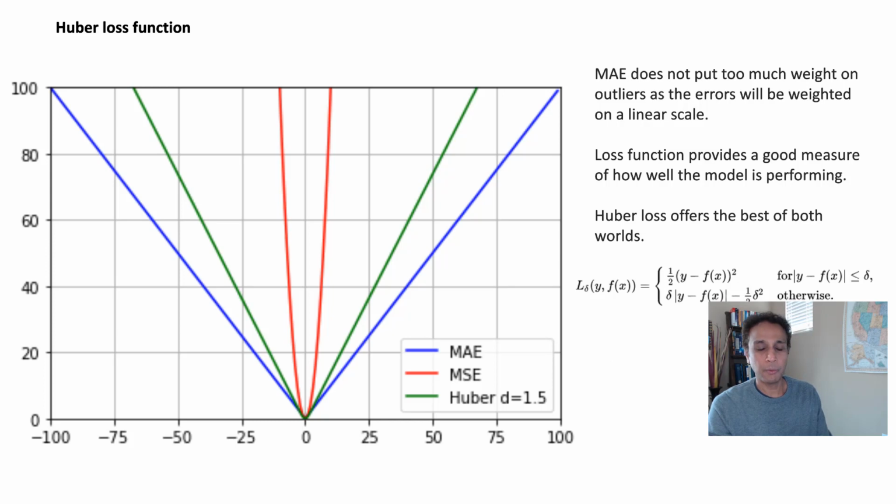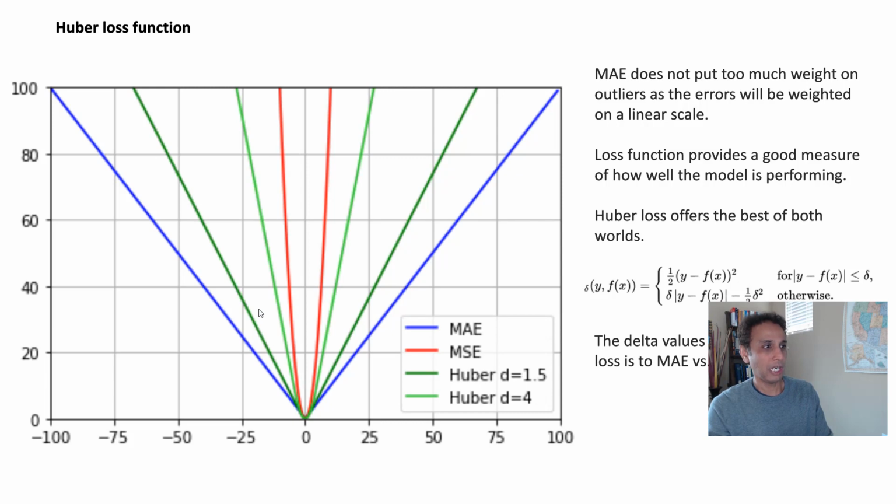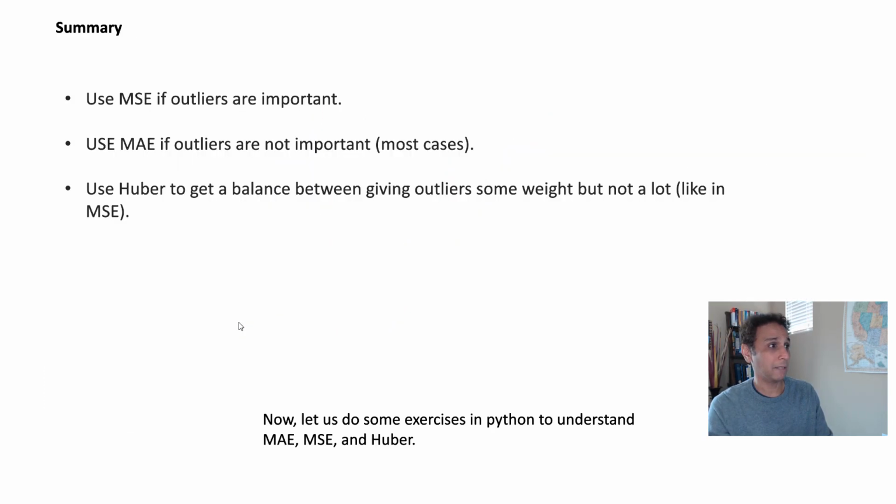So all Huber is, is it's just got this delta as some sort of a threshold that controls where it falls in between your blue line, which is mean absolute error, and red line, which is mean squared error. So if I increase delta from 1.5 to, for example, 4, you see how it's getting closer and closer to mean squared error. So the smaller the delta, the closer it is to mean absolute error. Okay, that is the summary there.